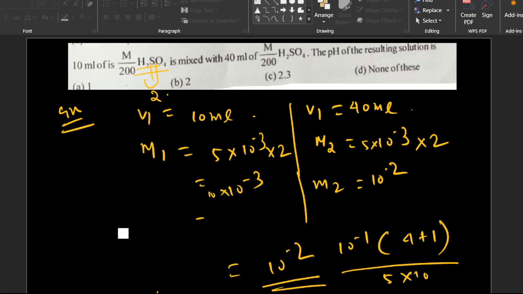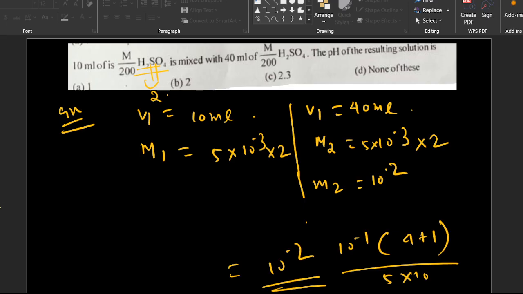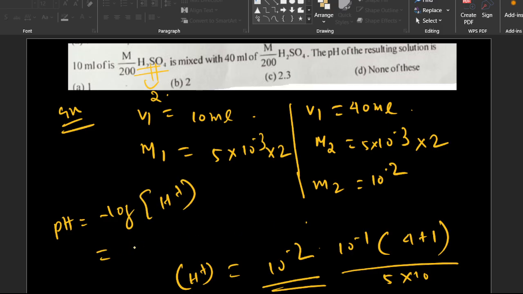Okay, so H plus. So the resulting pH: we are getting the H plus concentration as 10 raised to minus 2. So pH is the negative logarithm of the H plus concentration. That will become minus of minus 2, so pH is equal to 2. So option B is correct.